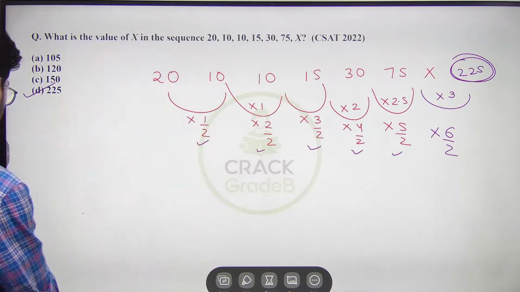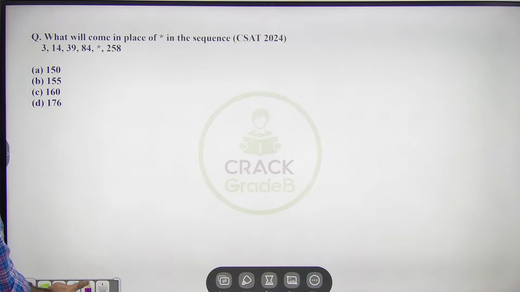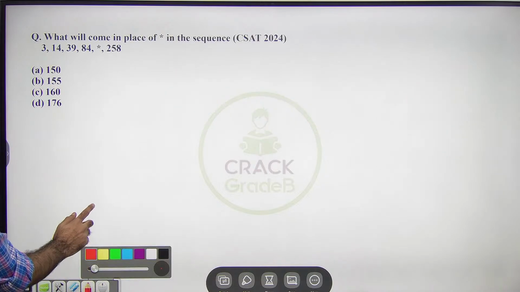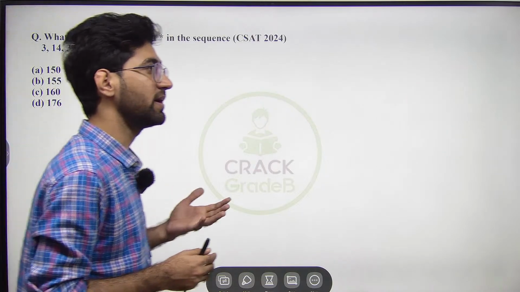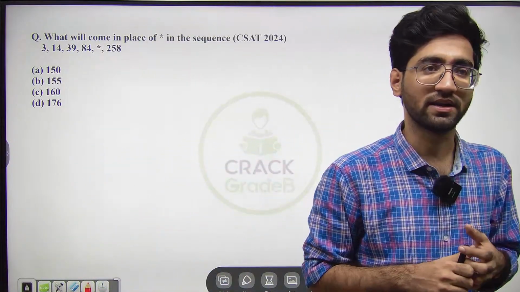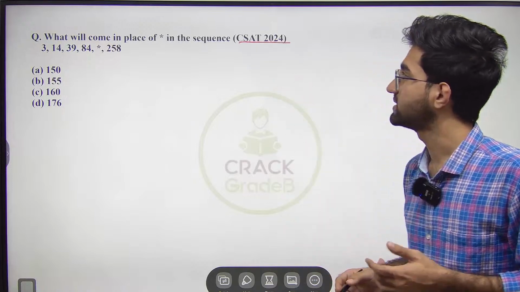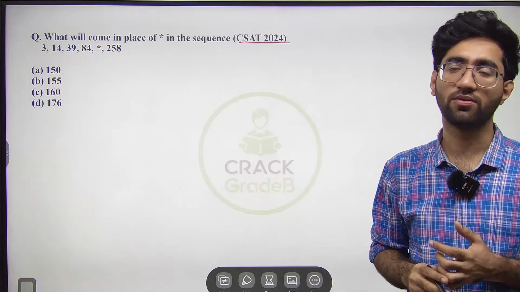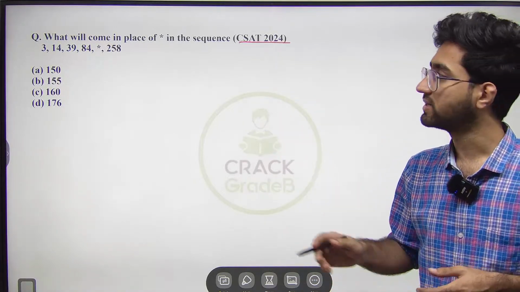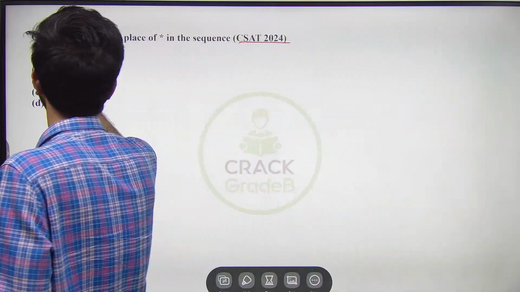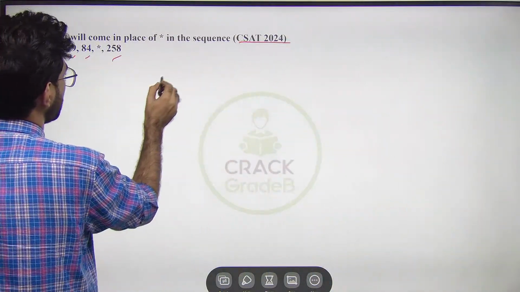Let us solve another question. This question is slightly difficult as compared to the earlier question. And this question has been asked in CSAT 2024. Now let us look at the elements 3, 14, 39, 84, 258.